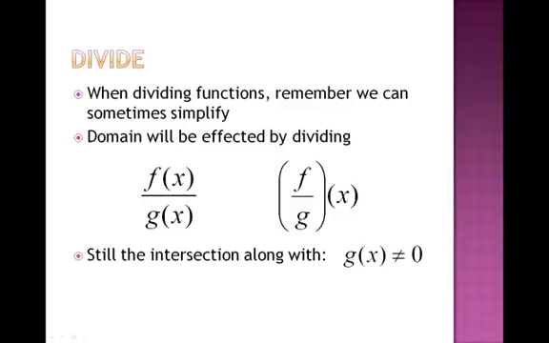Okay, so here's a good way to describe all that information. When determining your new domain, first look at the domain of f and the domain of g. Take the values that they have in common. Then take a look at g of x and see if it ever equals 0. If it does, throw those values out. What you're left with is the domain of this new function f divided by g.